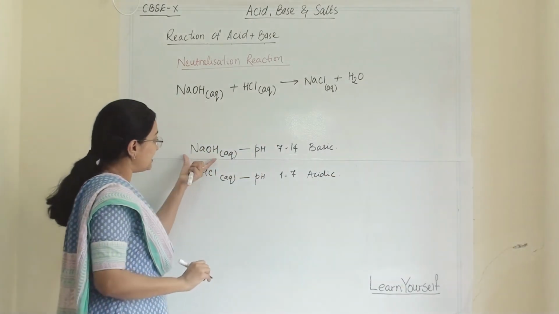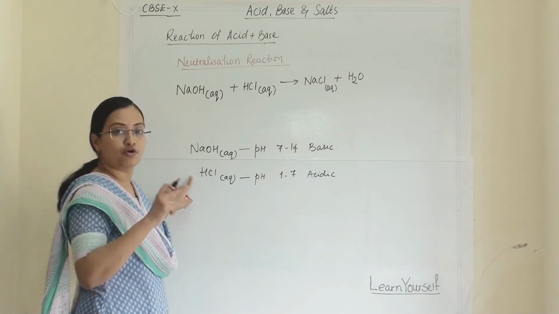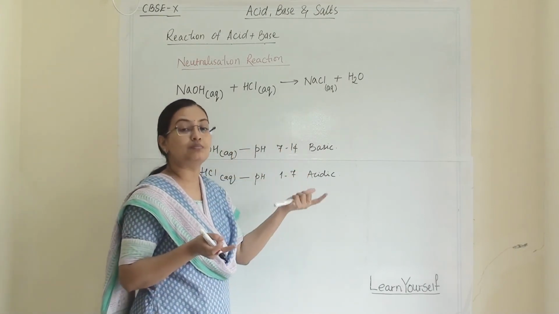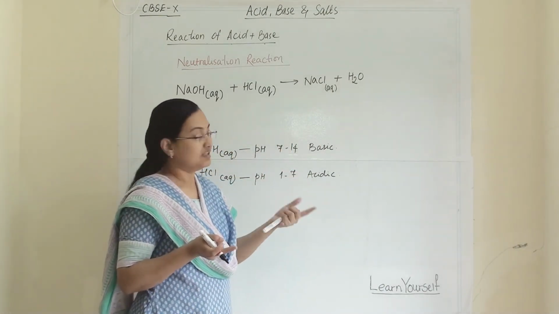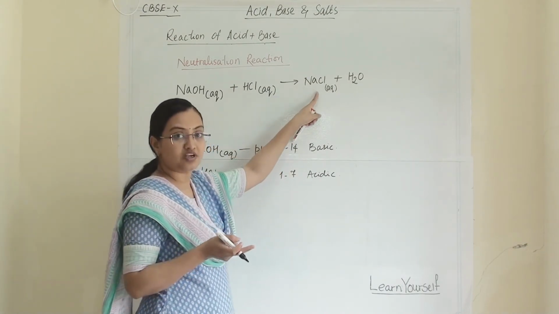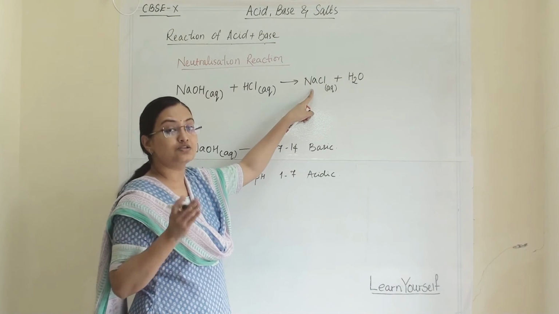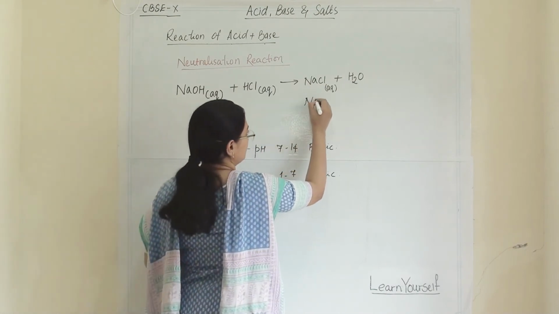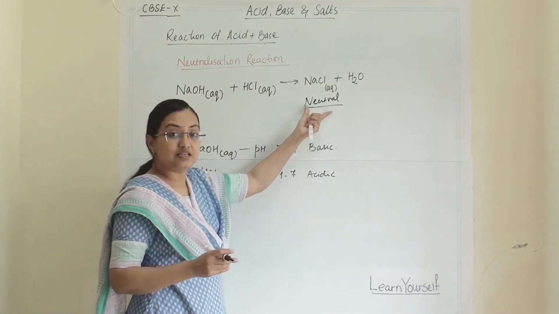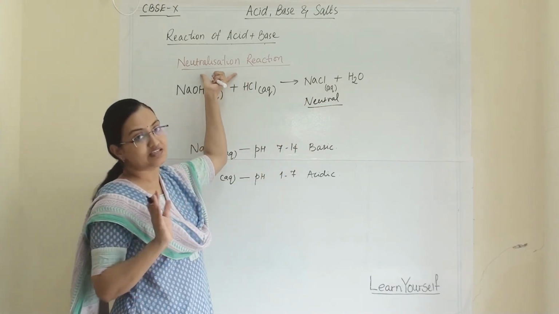When NaOH and HCl both mix together, they will nullify the effect of each other. That means the medium of the solution will no longer be acidic or basic. They will nullify each other's effect. So the solution we get at the end, our product, is neutral. It will neither be acidic nor basic. So that's why this is termed as a neutralization reaction.